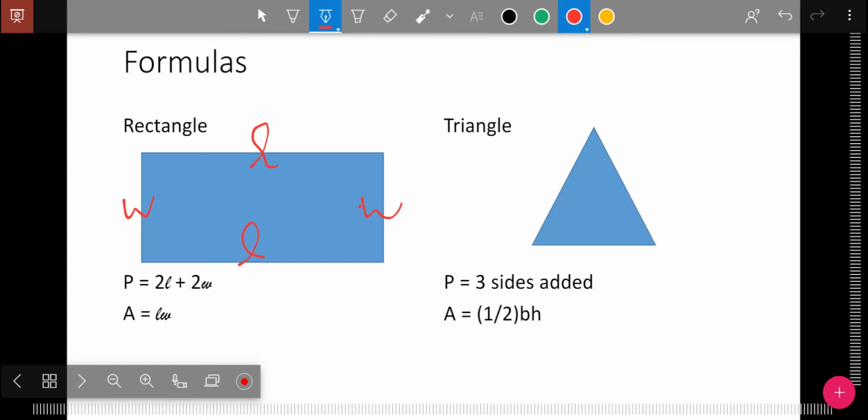Triangle, you just add the 3 sides together, all right, for the perimeter. A lot of times people will call the sides like this, we'll call this side A, this side B, and this side C, and you just add A plus B plus C.